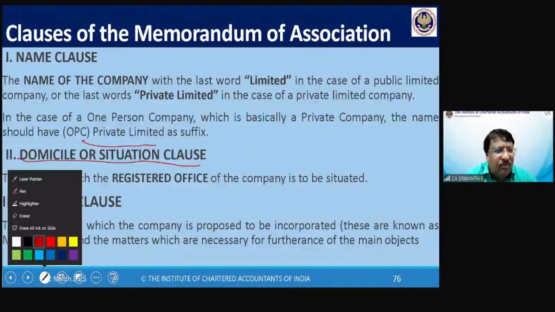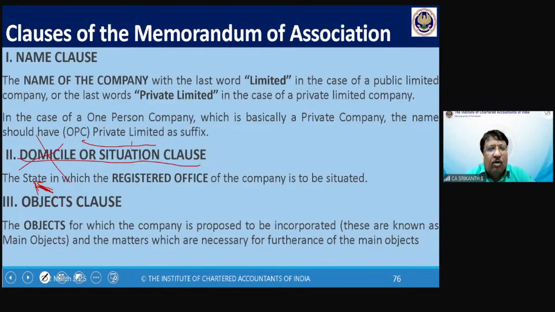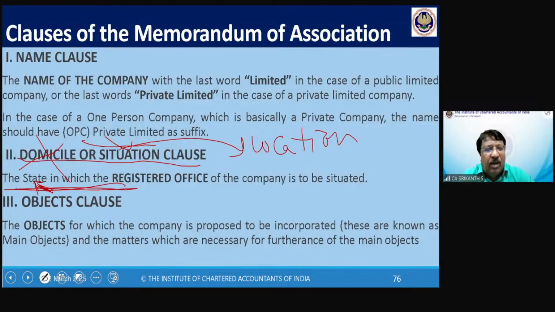Why? Because it doesn't matter. If you don't understand, leave it. Rather go for situation clause. Situation you can understand, no? Location, the state in which the registered office of the company will be. So the situation clause will say the state.